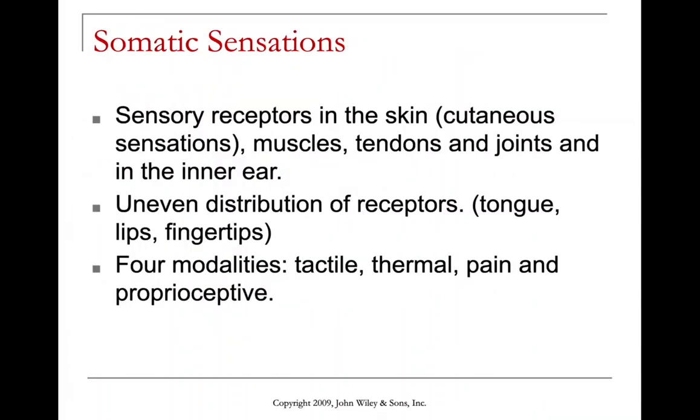So your somatic sensations, these would be your sensory receptors in the skin, for cutaneous receptors in the muscles, tendons, joints, and inner ear. These tend to have uneven distribution of receptors. You'll have more in the tongue, lips, and fingertips. And they pick up four modalities: tactile, thermal, pain, and proprioceptive. So just kind of an awareness thing, proprioception is also called mechanoreception.